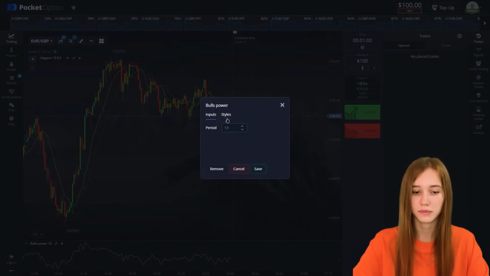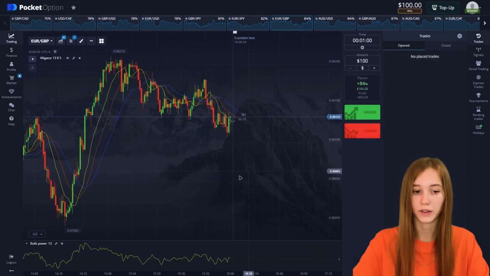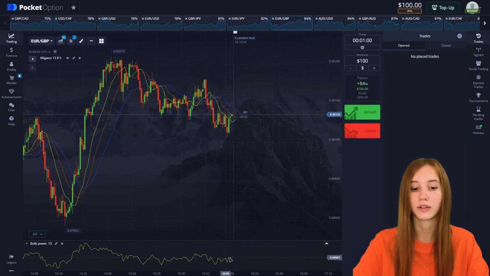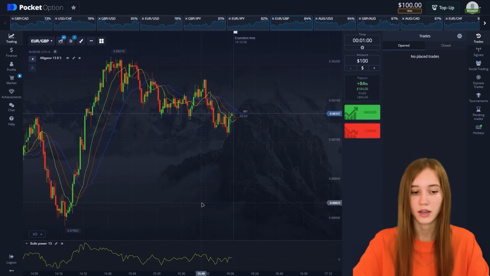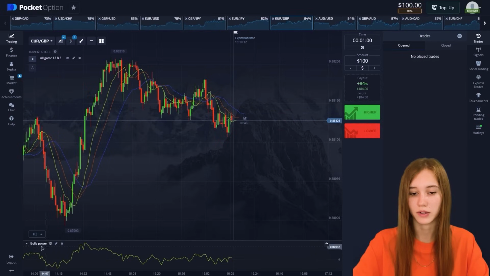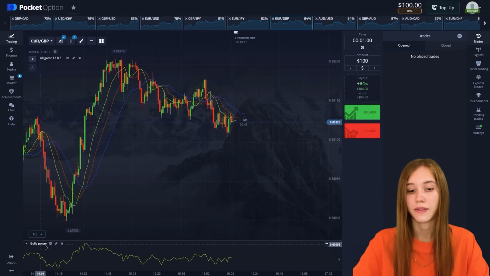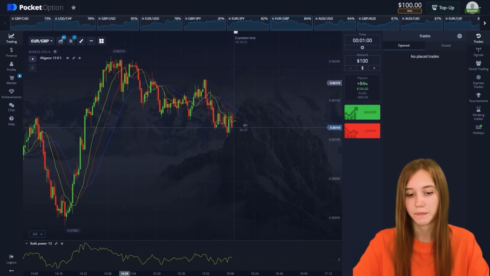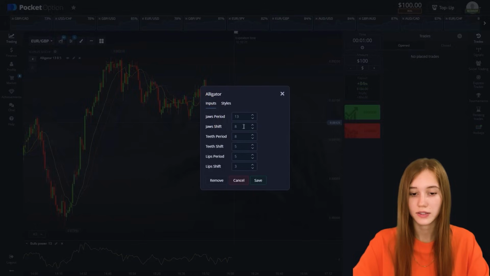The Pulse Power indicator shows the strength of the pulse in the market. It compares the maximum prices with the moving average. If the histogram is above zero and growing, at the moment it is above zero, it has average growth. This means that buyers were able to keep the price high and the bulls are stronger than the bears. There is also a Bears Power indicator, but today we'll use Pulse Power. Here are the settings.